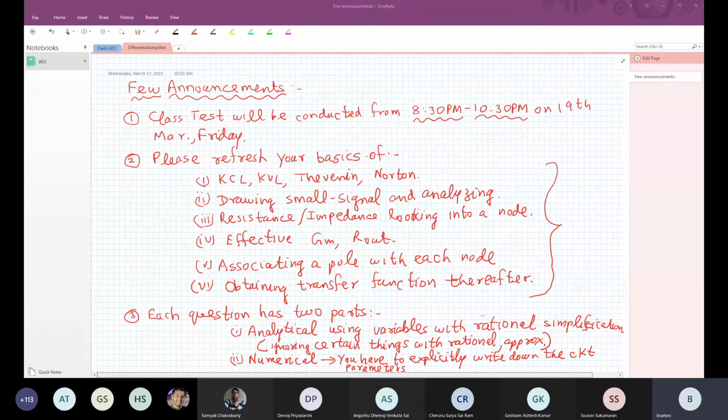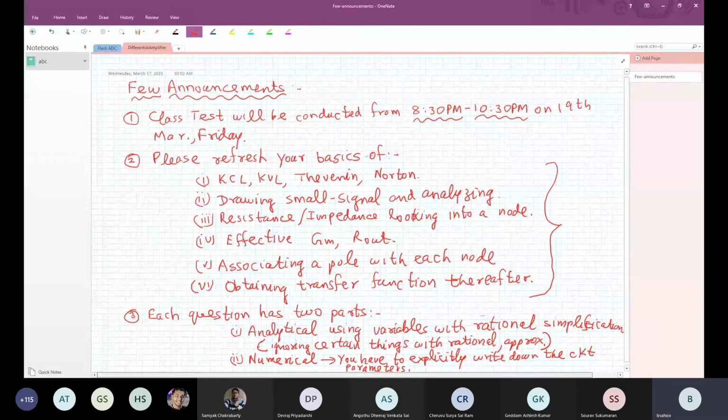So numerically, you have to explicitly write down the circuit parameters. This is very, very important. Keep in mind, these two steps are designed in a manner that there cannot be copying. Hopefully not. Let us see. But certainly you should not be able to find those questions on the internet, nor in any book that I have come across, from my 22 years of industry and academic experience. Each question has two parts.